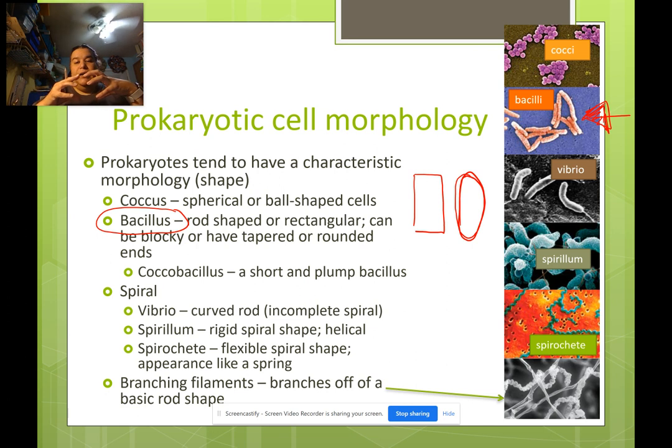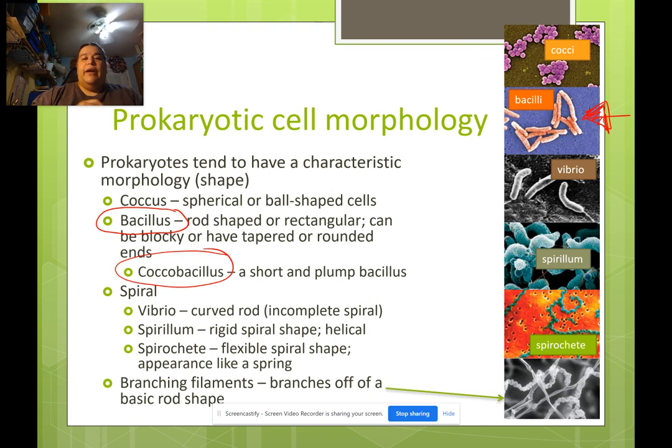You can have these longer shapes. So here with cocci, you have these circles, but here you've got this longer than it is wide morphology to it. Now there is an in-between called coccobacillus, and these are almost like Vienna sausages. They're shorter, but they're still more rectangular than they are circular. They're blunt sausages. So they're short, plump bacillus.